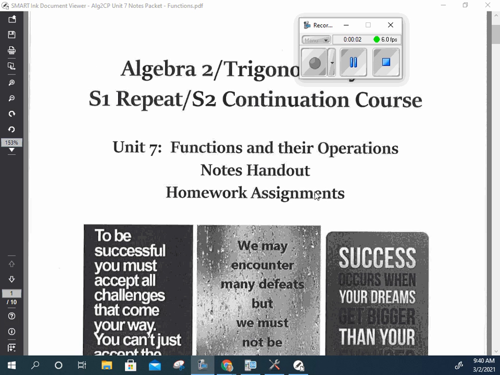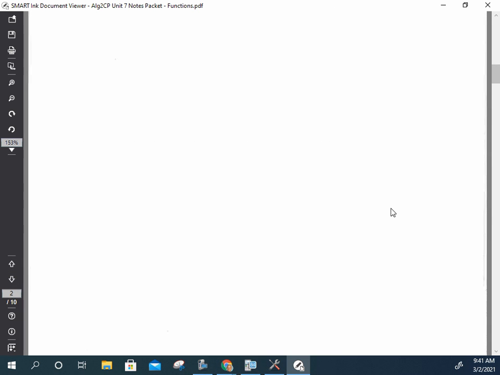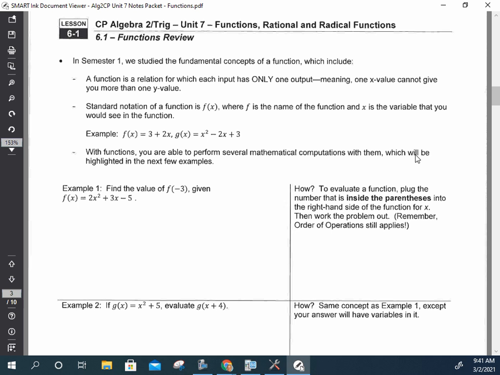So unit number 7 is where we focus on functions and their operations. Operations are definitely adding, subtracting, multiplying, dividing. But in addition to that, there are two unique operations that go with a function: composition and the inverse. Composition and inverse we won't get to till next week, but we will start with the basics of a function today.